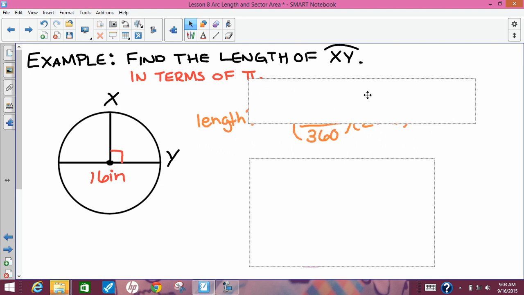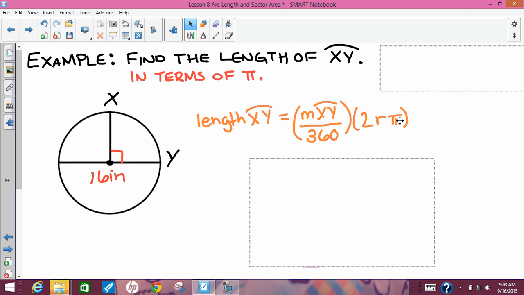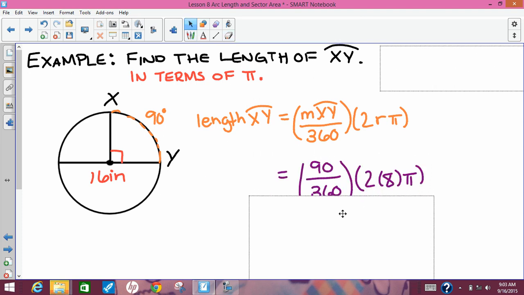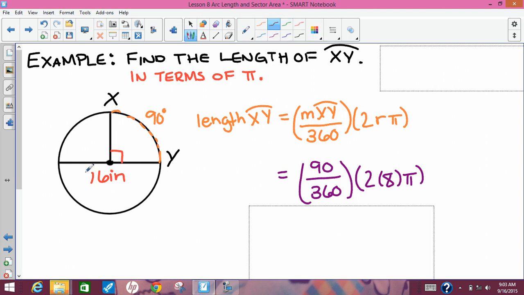So in order to find the length of arc xy, we're first going to start with the formula, like always, and we're looking for the length of that arc. So our central angle here is 90 degrees. That means that our arc has a measure of 90 degrees. So we can plug that in for the measure of xy. In this example, we're told the diameter. This tells us the entire length of this segment, which is the diameter. So half of that is our radius. We can plug in here, which is 8.